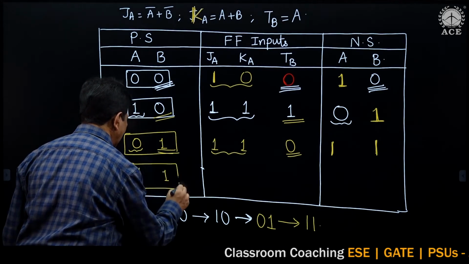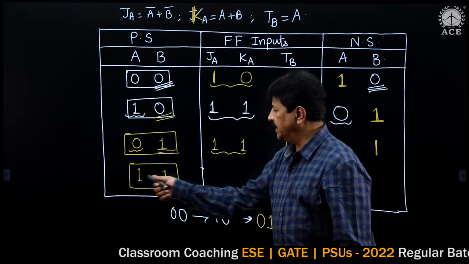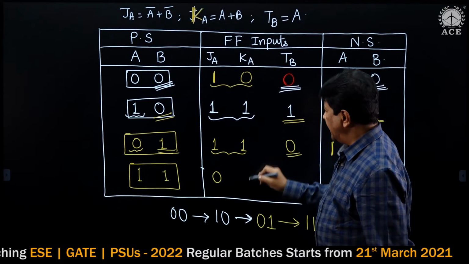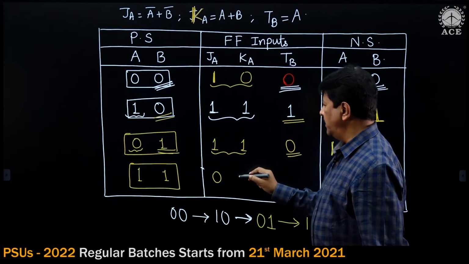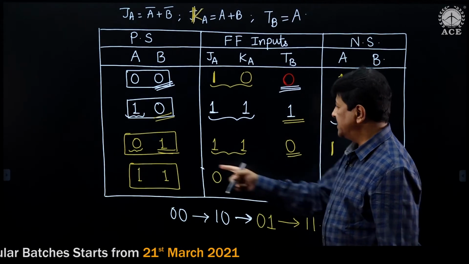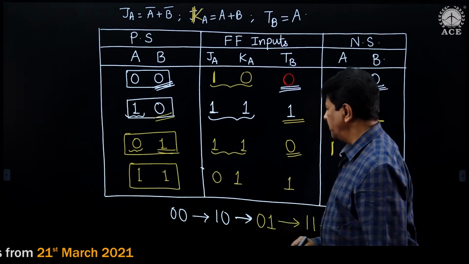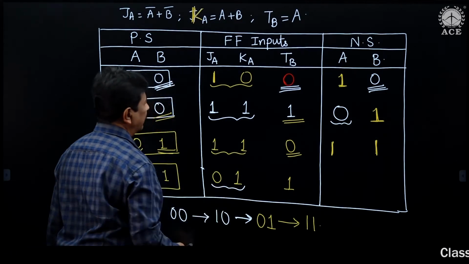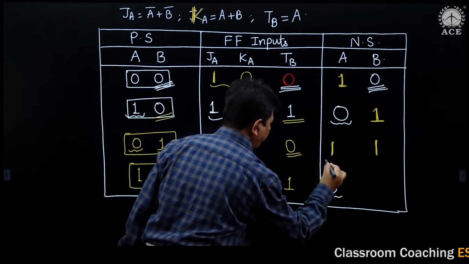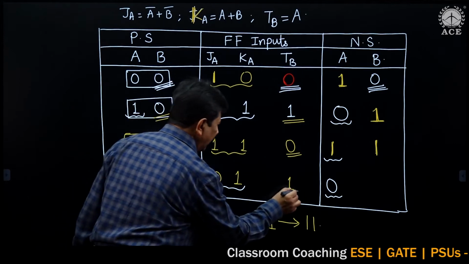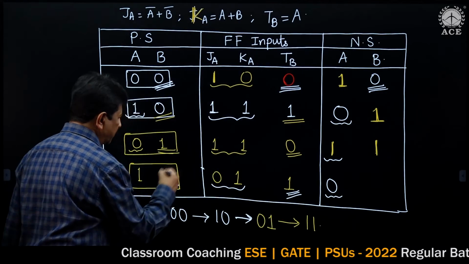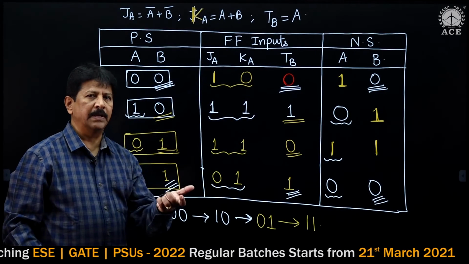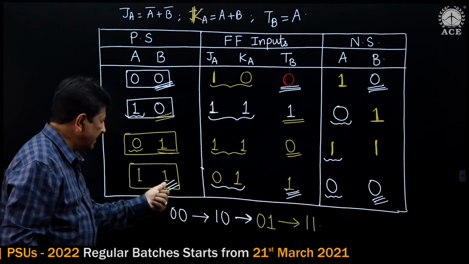And let us try to calculate what is the value of flip-flop inputs if the present state is like this. JA is A bar plus B bar, 0. KA is A plus B, that is 1 OR 1, it is 1. Next, TB is same as A, that is equal to 1. Then what will happen? Now look at this. For JK flip-flop, if input is 0, 1, immediately output is going to become 0. For T flip-flop, if input is 1, its corresponding output is going to toggle. So that is a simple description of the T flip-flop truth table. If input is 1, whatever its output is there, that is going to toggle.